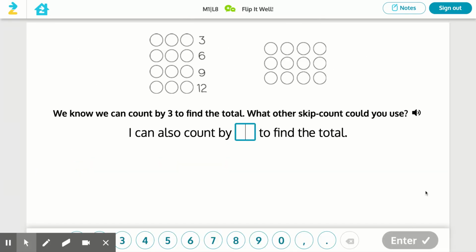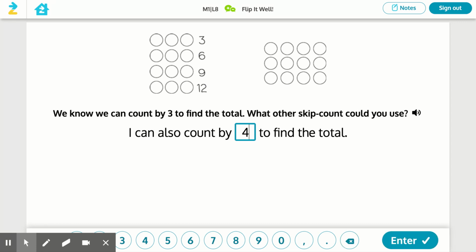All right. It says we know that we can count by threes to find the total. What other skip counting could we use? In the Nearpod, tell me, I can also count by blank to find the total. What else could I count by to find the total? Answer in your Nearpod now, please.